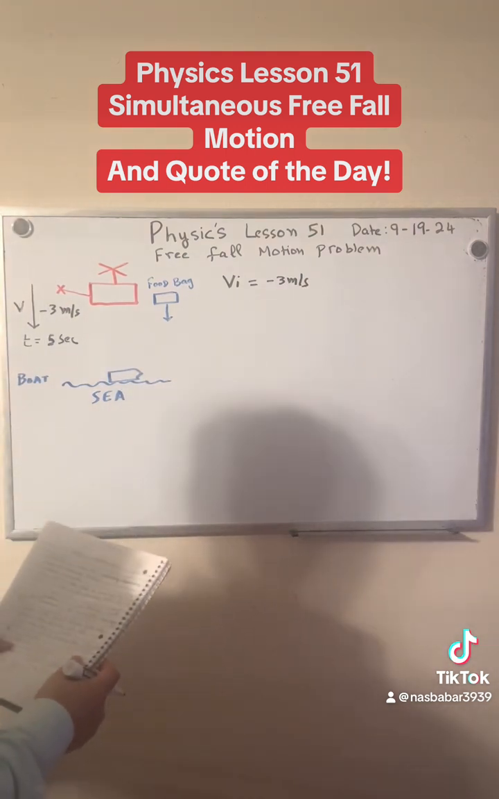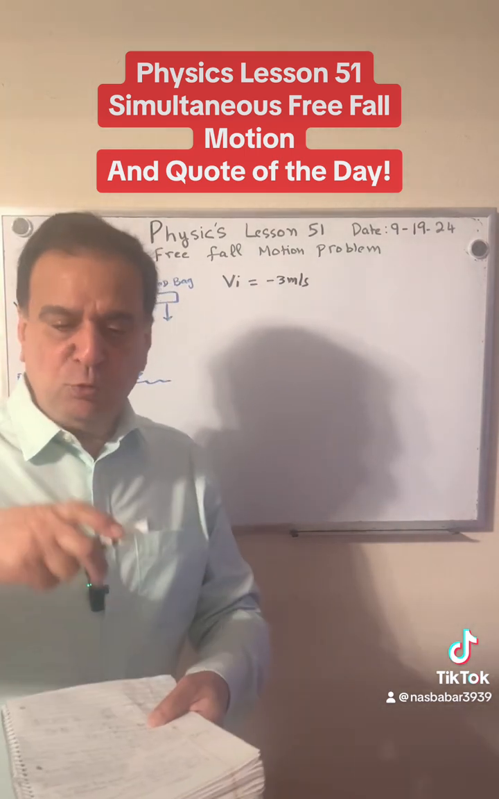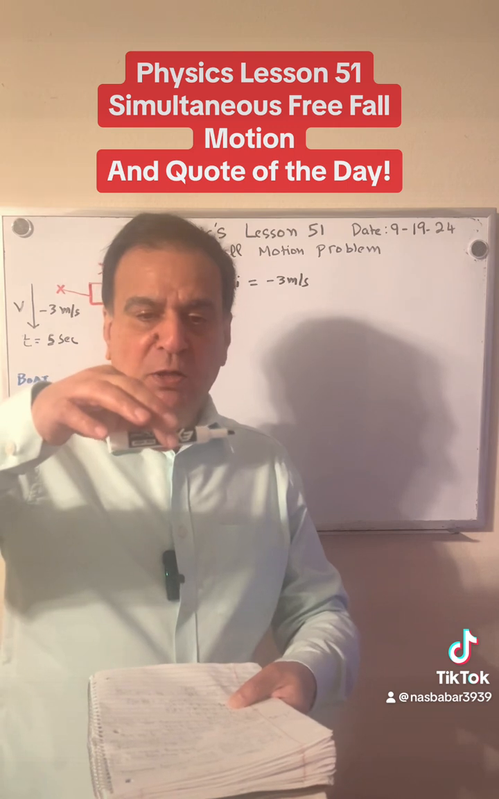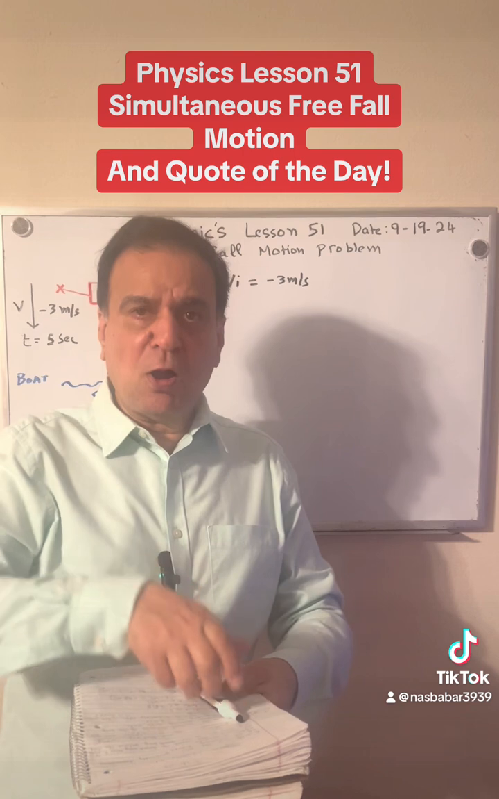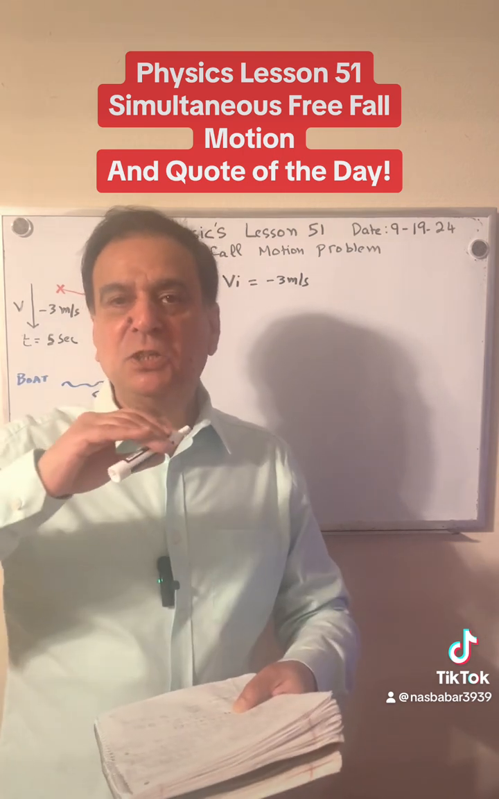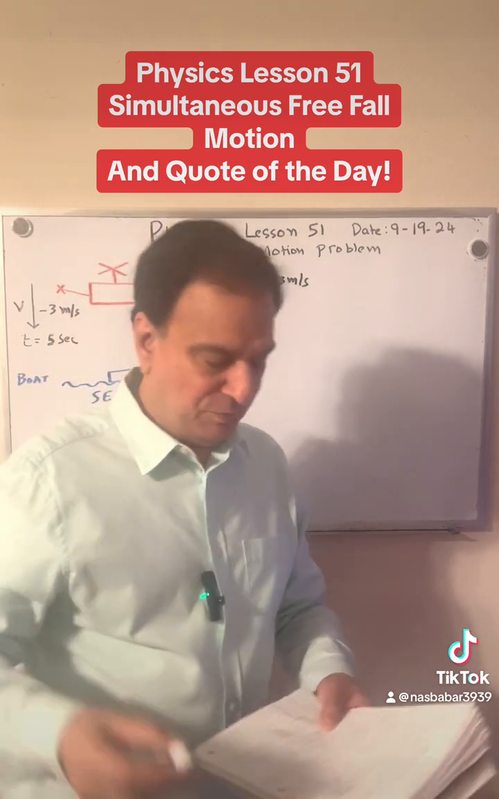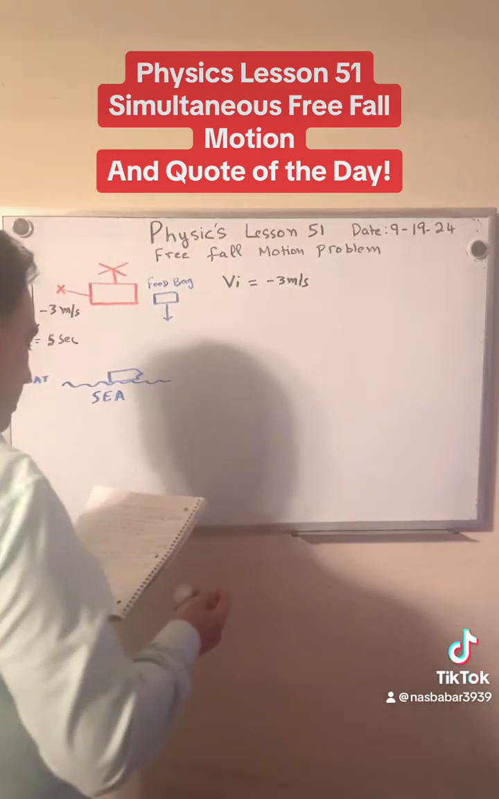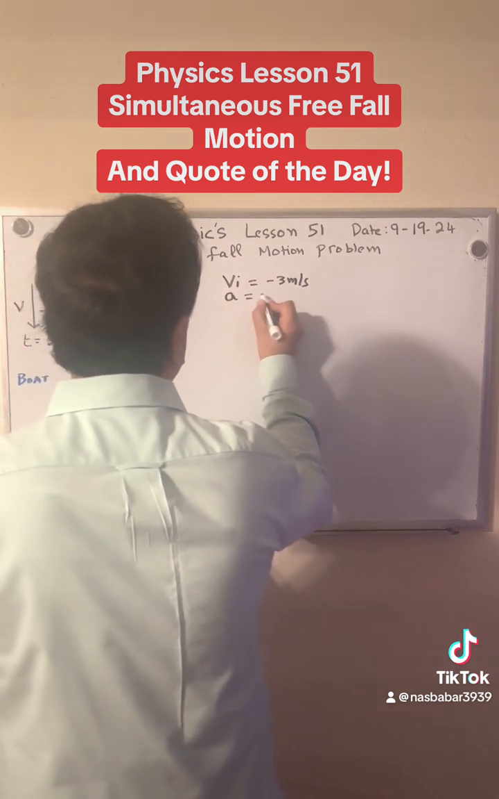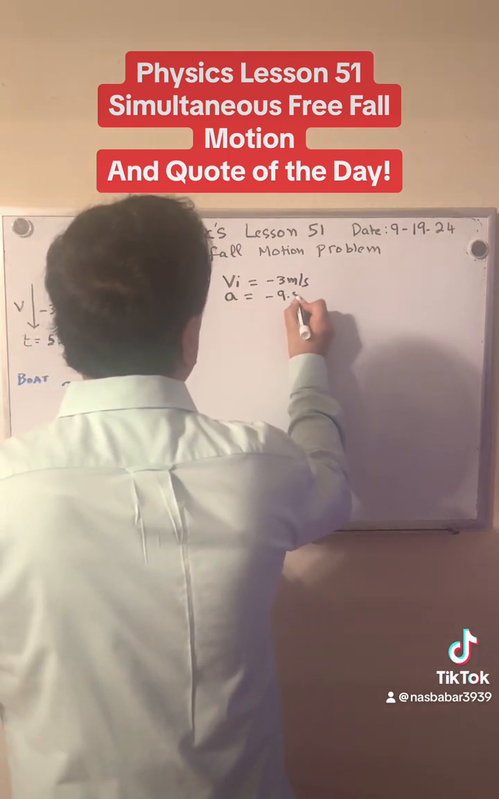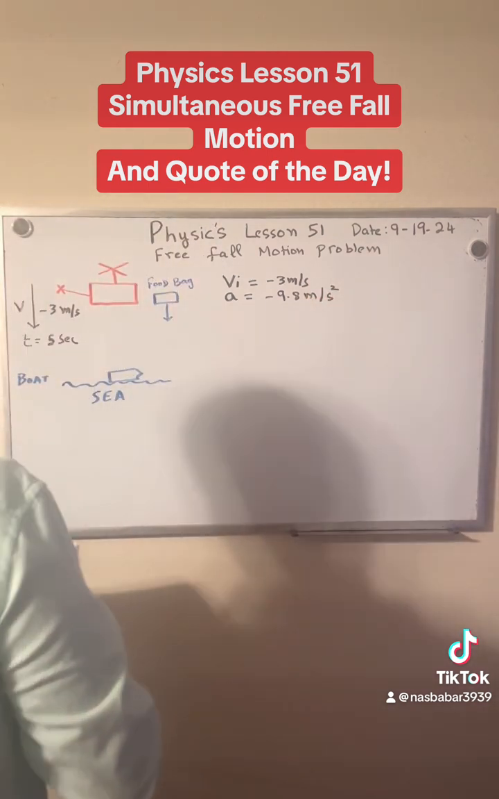All right. Now once the food bag is dropped, it was in the helicopter coming down at minus 3 meters per second, but then once it's dropped, that initial velocity is gone. Now what you have is acceleration due to gravity. Makes sense, right? So then a, or acceleration due to gravity, is going to be minus 9.8 meters per second squared. Okay, that's for the free fall.